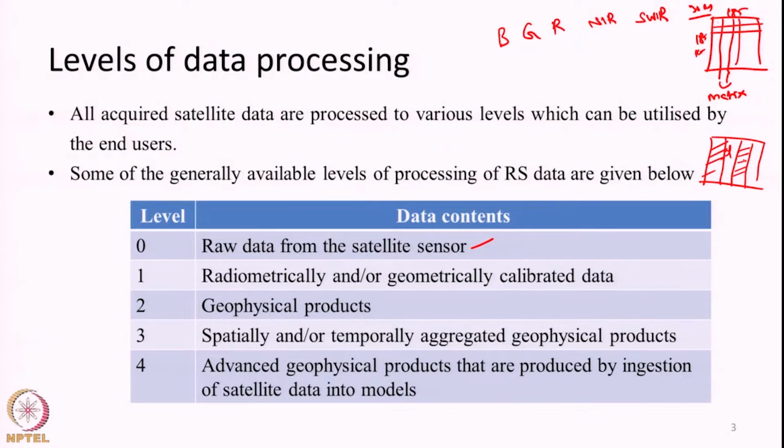For each advanced level, the previous level is the input. To produce level 1, you need level 0 data. To produce level 2, you need level 1 data, and so on. So, it comes as a sequential chain. And not all space agencies provide all levels of data. Some may provide only level 1 data, some only level 1 and level 2, some may provide all 4 levels, and so on. This is the most generic representation of the levels of data processing which is naturally available to us. First, we will discuss optical data sets.